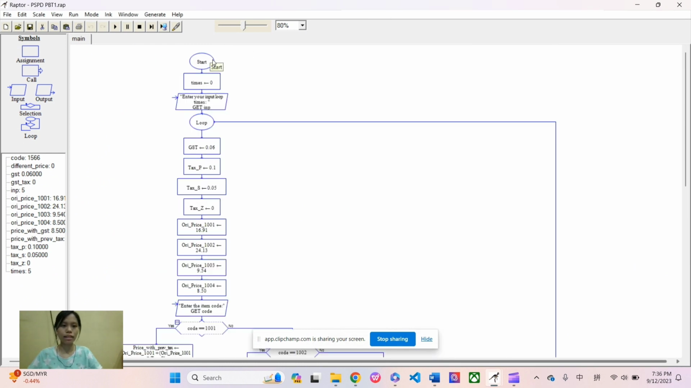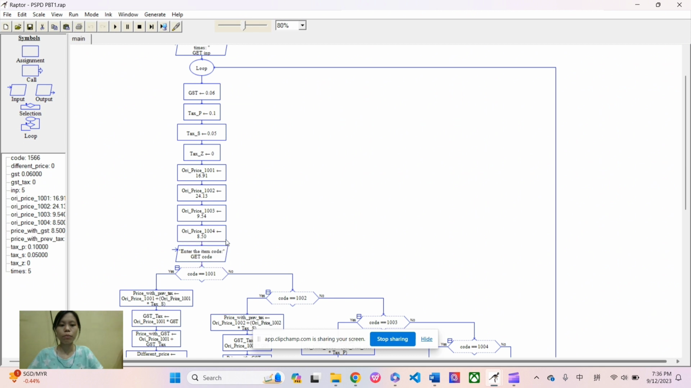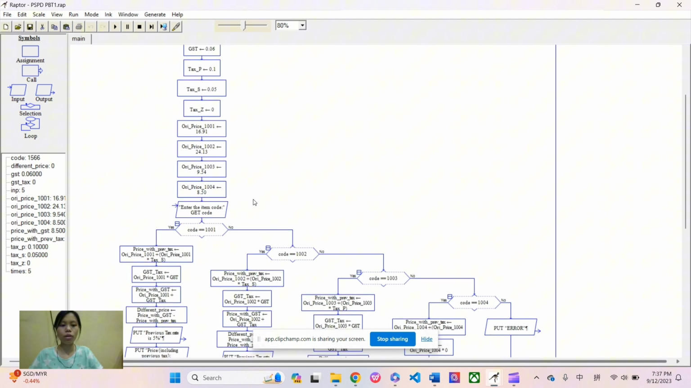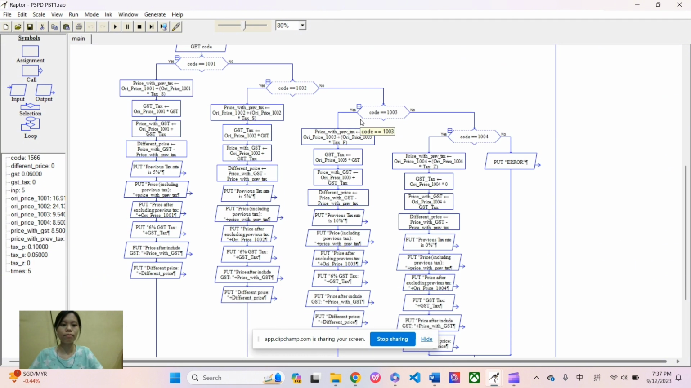So in this flowchart, I start with the looping times, which is used for the looping, and the first input is to input the looping times. Then I will put all the process of the data, which is the GST rate, tax rate of P, tax rate of S, tax rate of Z, and the original price for each code. After all, I will have an input of item code to identify which code I am finding the price for.